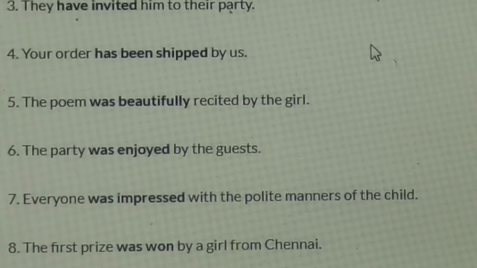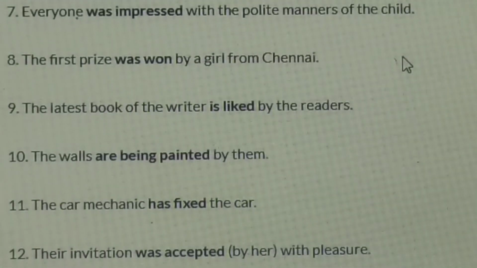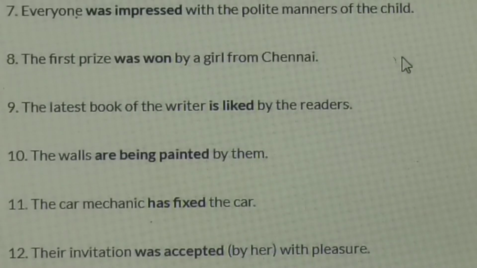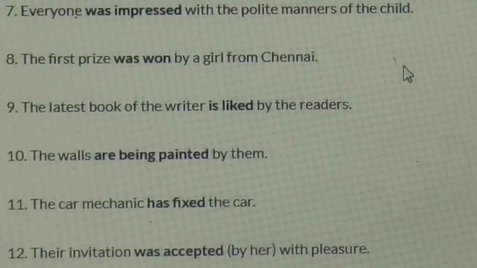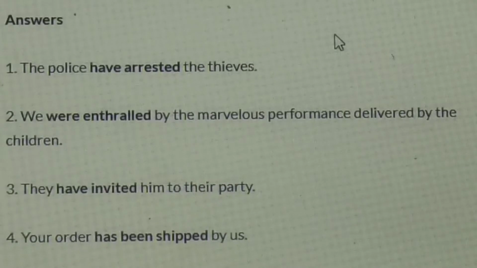Everyone was impressed with the polite manners of the child. The first prize was won by a girl from Chennai. The latest book of the writer is liked by the readers. The walls are being painted by them. The car mechanic has fixed the car. Their invitation was accepted with pleasure.